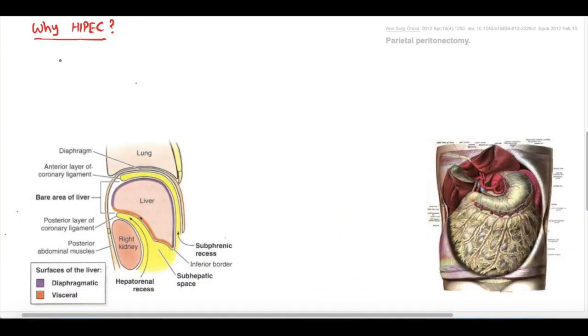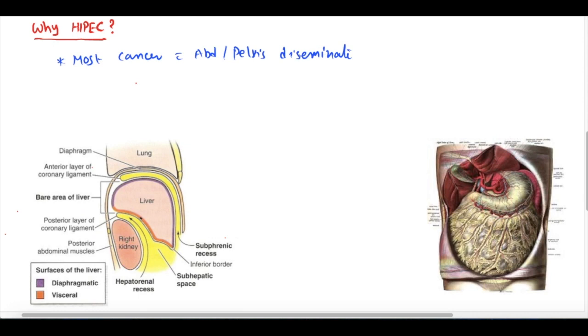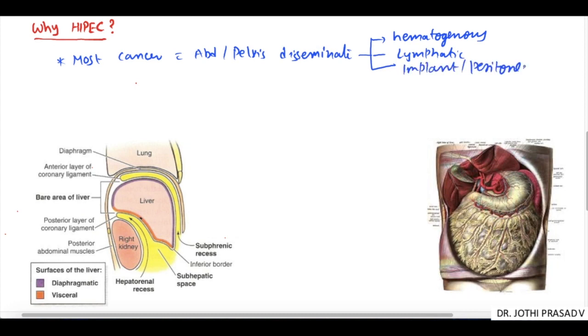So why HIPEC? As we all know, most cancers within the abdomen or pelvis disseminate via three routes: through the hematogenous route, through the lymphatic route, and the third one is direct implantation or peritoneal spread.